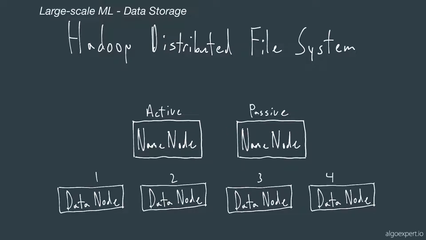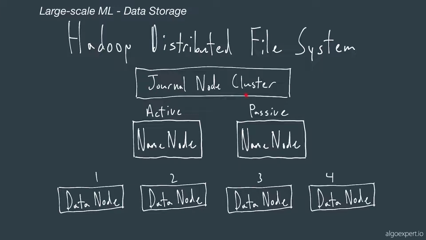By hot standby, we mean that this passive node is consistently in sync with whatever information is on the active node. How they stay in sync is they use something called a journal node cluster. So here, the journal node cluster will actually be written to by the active node and read from by the passive node, such that if the active node goes down, the passive node just has to make sure it's up to date with the journal node by performing a few more reads, and then it will be up to date enough to be the new active name node.